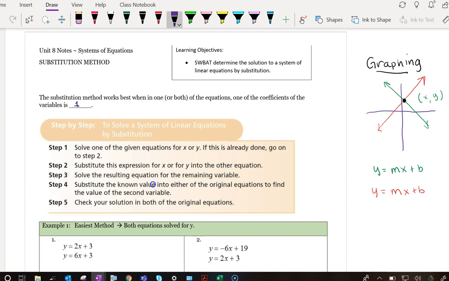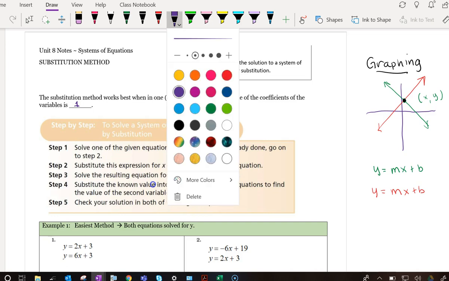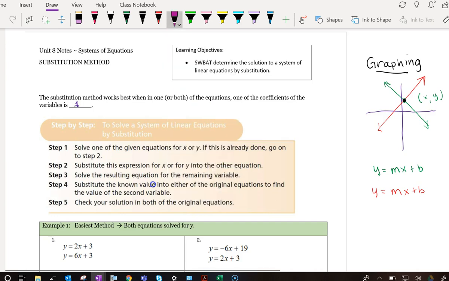The first thing is, if we want to solve a system by substitution, we want to solve one of the given equations for x or y. What that means is that we want x or y by itself. Okay, if this is already done, we're going to move on to step 2. Then we're going to substitute this expression for x or for y into the other equation. So we're plugging it in.